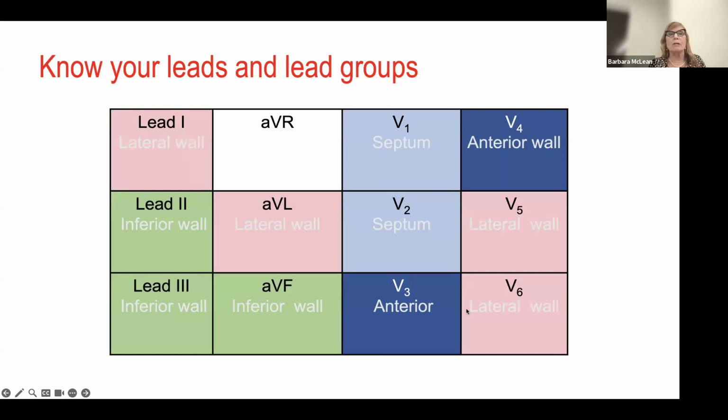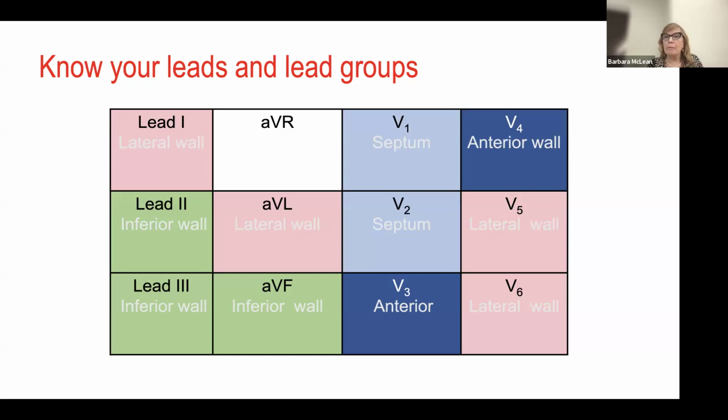So now I've just kind of put that into a framework. Lead 1 and AVL, lateral. V5 and V6, lateral. This is traditionally called high lateral, and that's actually supplied by offshoots from the LAD. V5 and V6 typically supplied by offshoots from the circumflex, but they're all lateral. That's why they're all pink. Inferior leads, 2, 3, and AVF, all green, using a positive electrode on the lower left chest, the left thigh, or the left leg, looking up at the inferior wall of the heart.